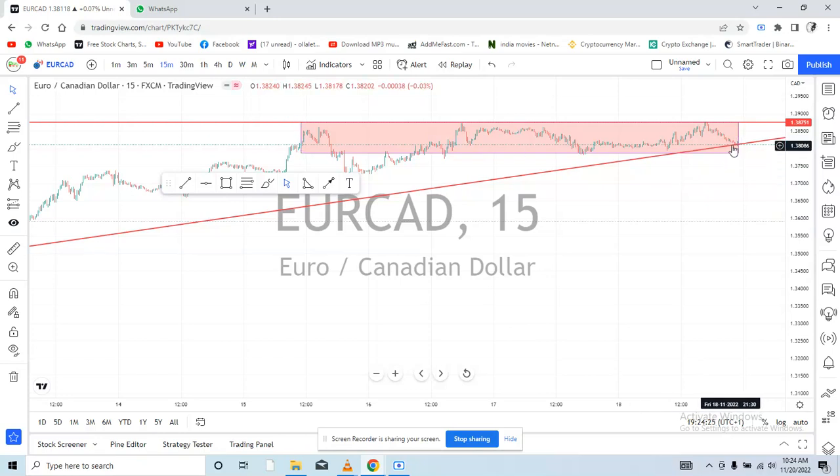Even though it is very possible they might push the market up a little bit here, after they push it up, then price will start selling. But Euro Cad is a long term sell from the bigger picture. Do your own analysis on that as well. Now let's check gold.